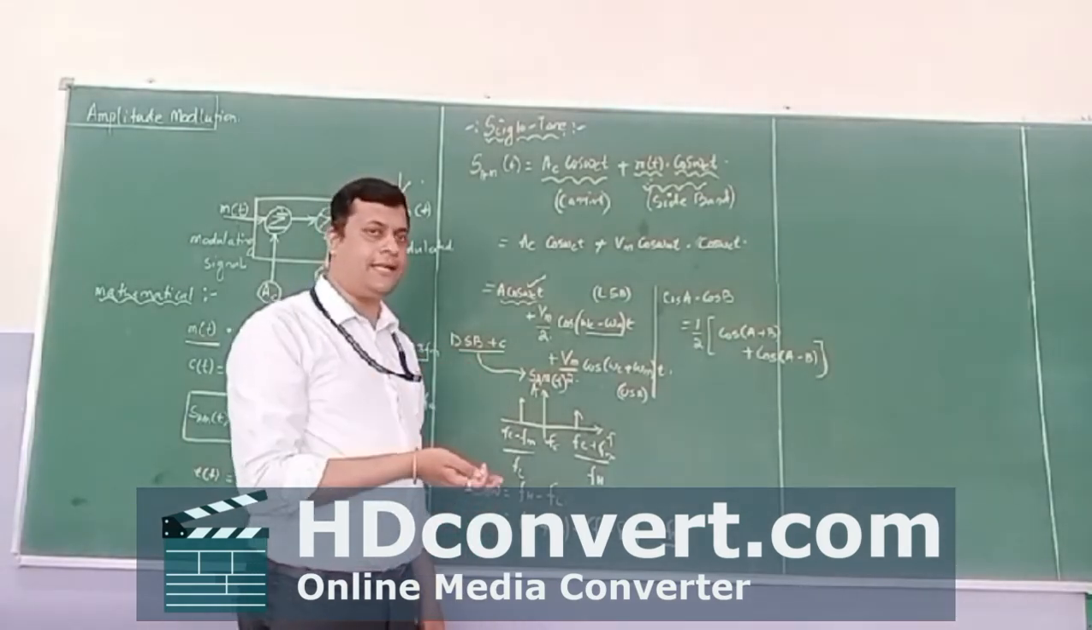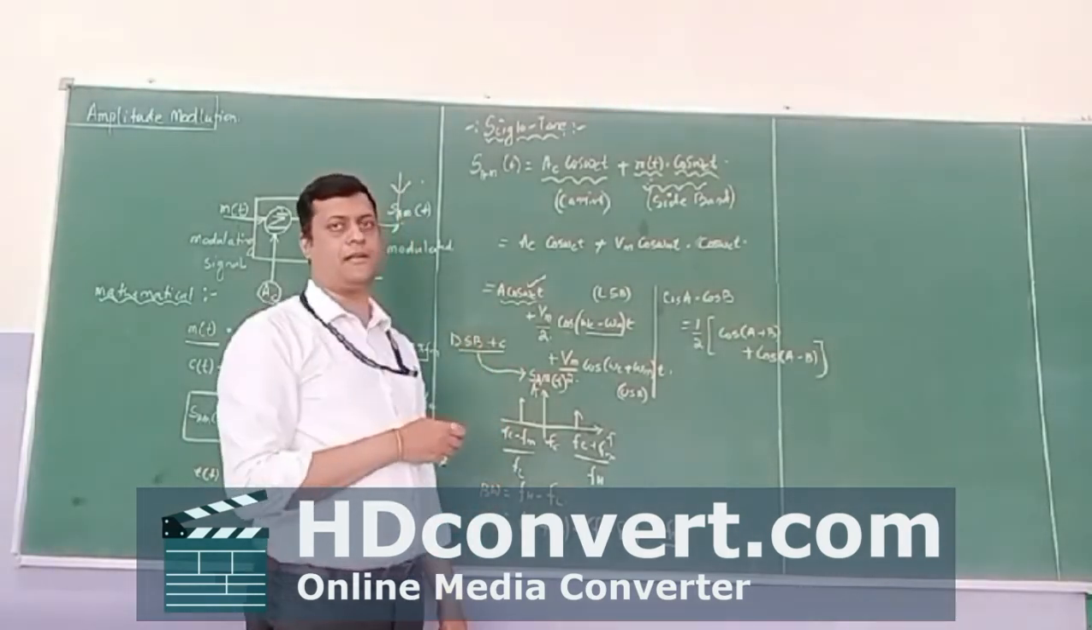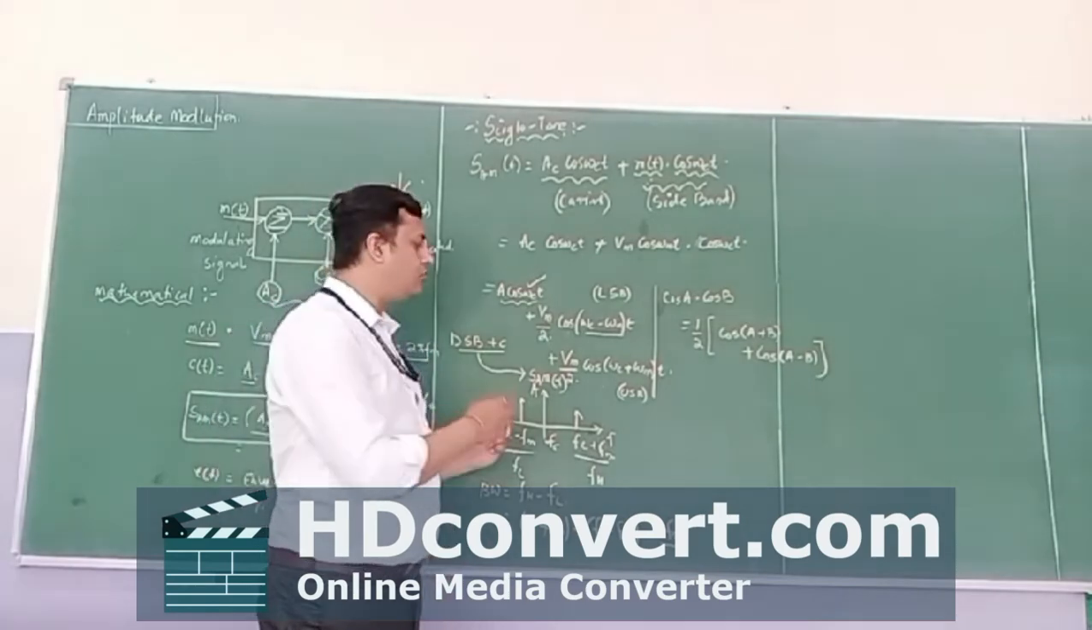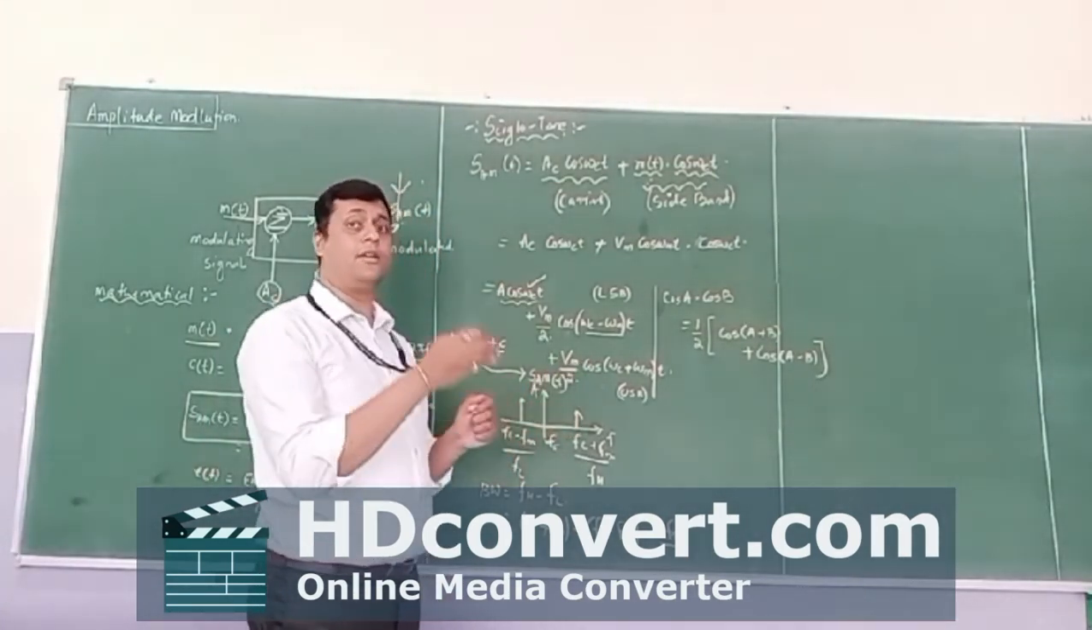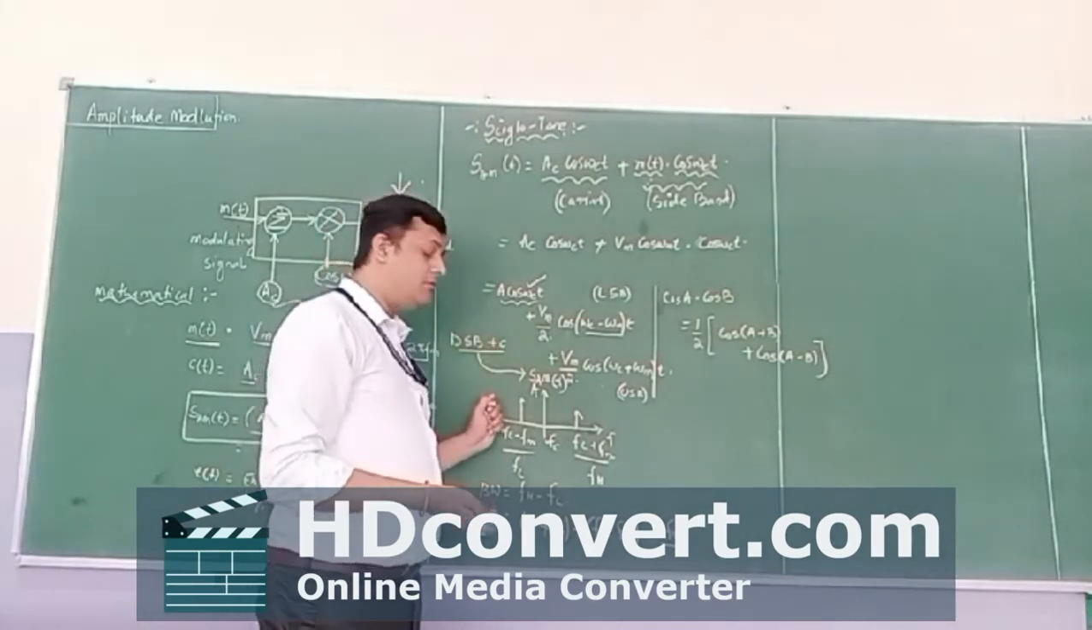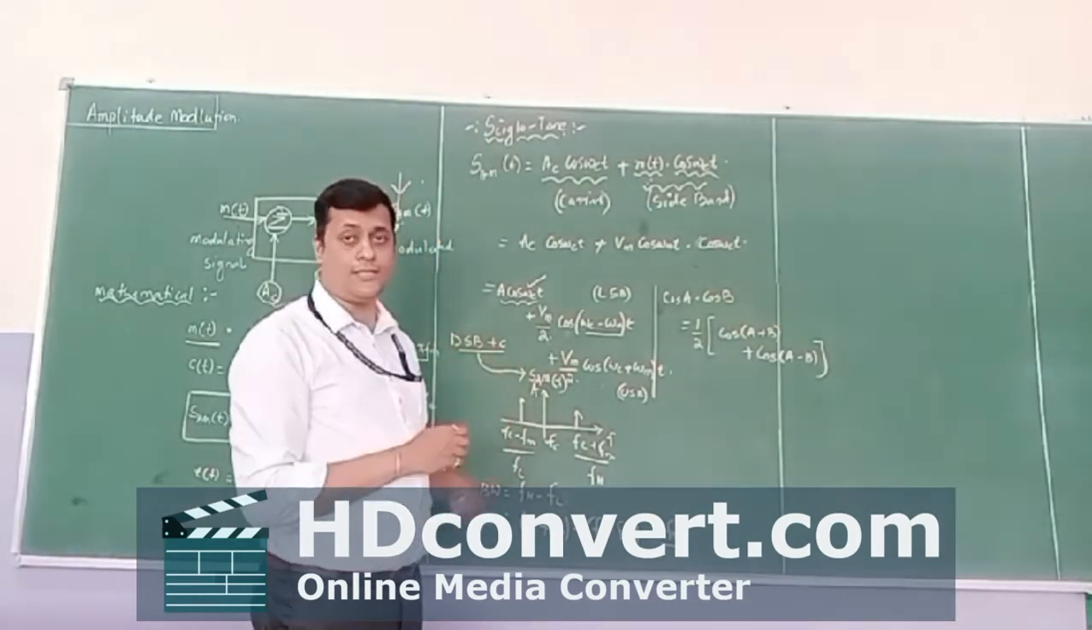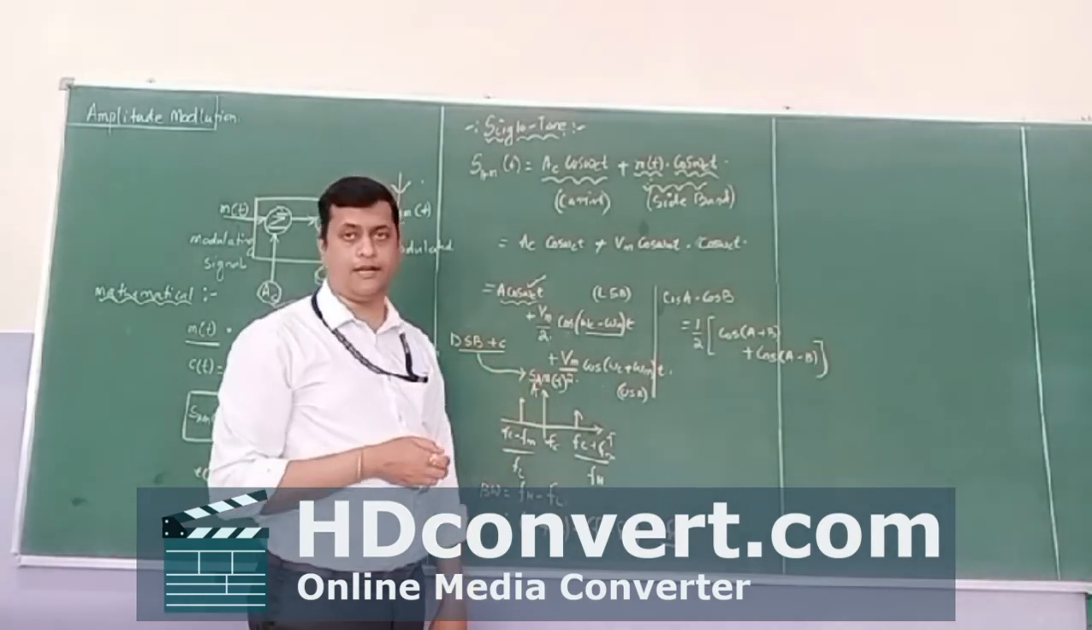Now we will represent all this frequency spectrum one by one. How to represent this? Why is this particular position chosen for the upper sideband? Why is this particular position chosen for the lower sideband? That also we need to incorporate.